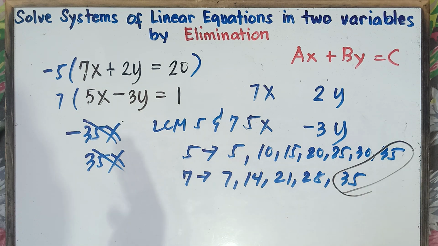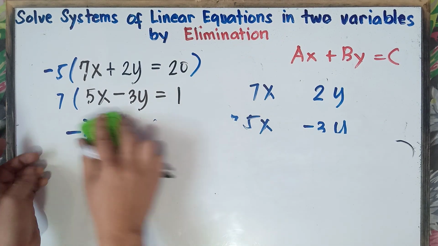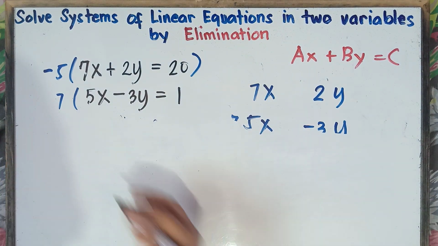Or you can think of it this way, class: what would be the least number that is divisible by 5 and also divisible by 7? That number can be divided by 5, and that number can be divided by 7. Of course, that would be 35, right? So the LCM of 7 and 5 would be 35.